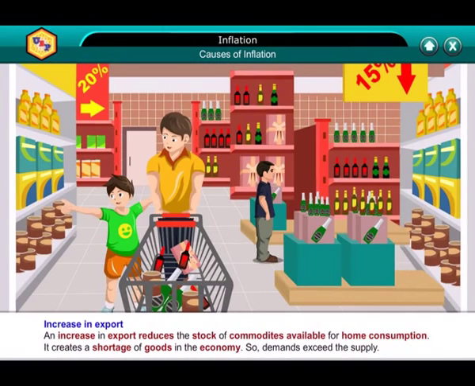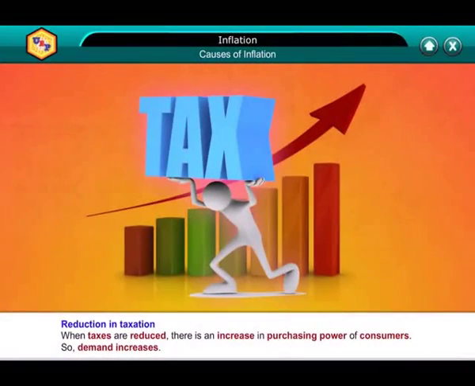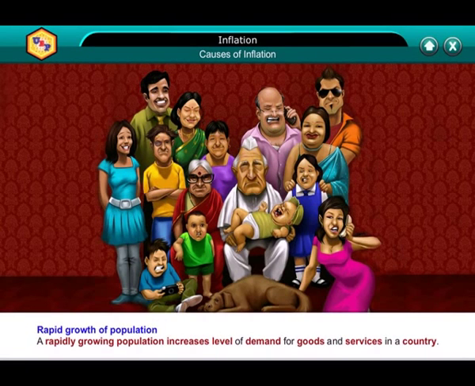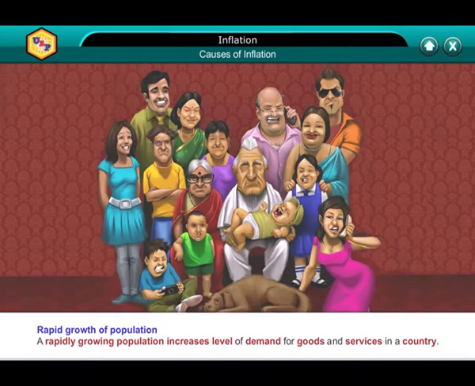Increase in export. An increase in export reduces the stock of commodities available for home consumption. It creates a shortage of goods in the economy, so demand exceeds the supply. Reduction in taxation. When taxes are reduced, there is an increase in purchasing power of consumers, so demand increases. Rapid growth of population. A rapidly growing population increases the level of demand for goods and services in a country.